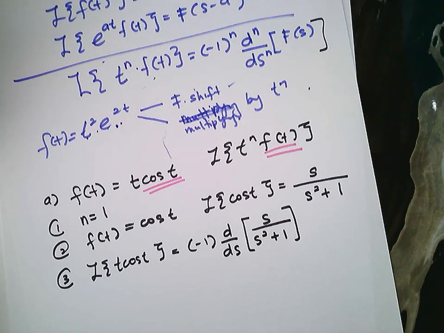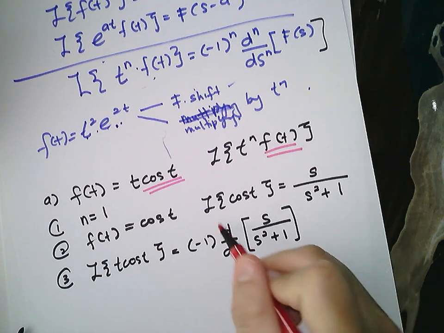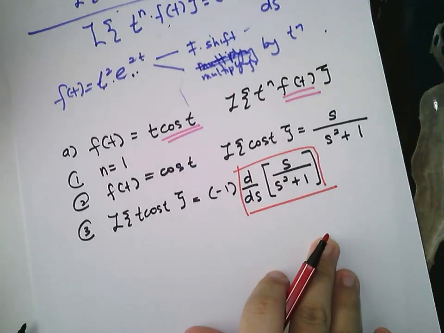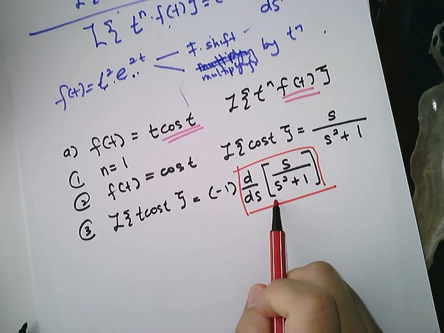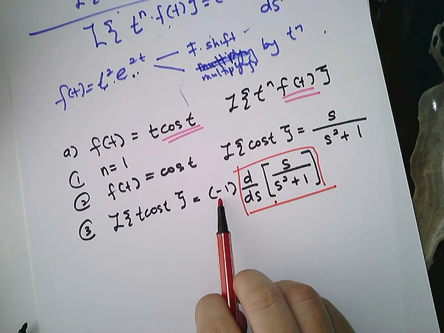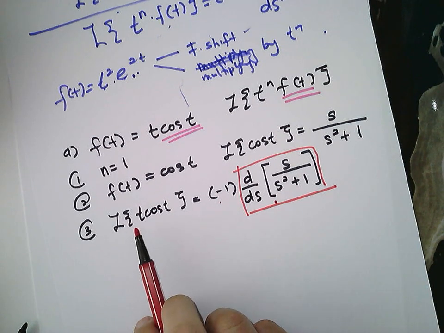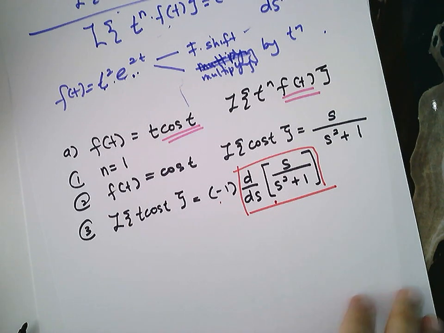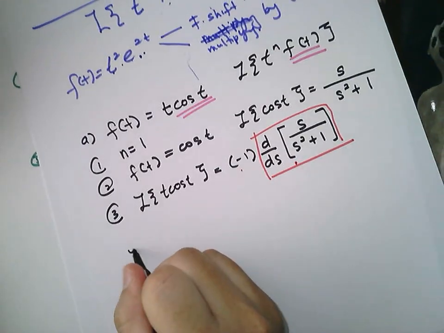Why? Because you have an operation here which is d/ds of s over s squared plus 1. So what you need to do is differentiate this one first, then substitute back into here, multiply by negative 1. Therefore, you will have the answer for the Laplace of t cos t. Okay, so how are you going to differentiate this one?